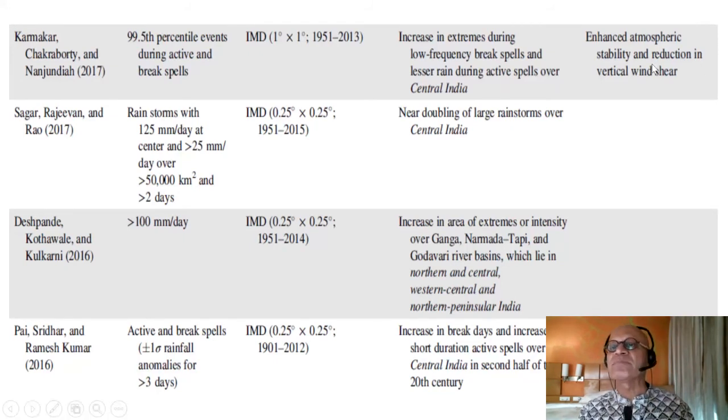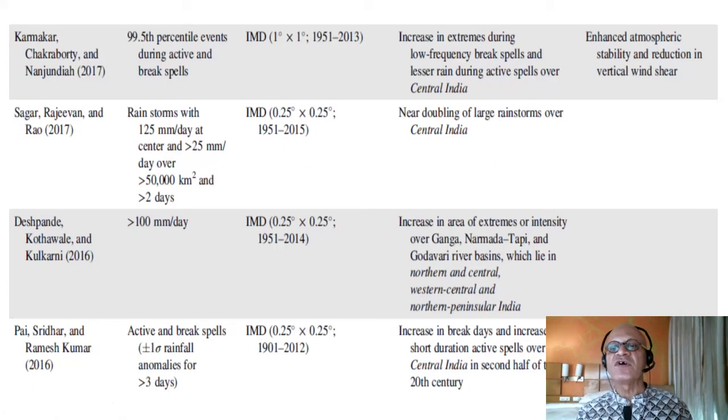Enhanced atmospheric stability and reduction in vertical wind shear. So we have said before that greenhouse gas warming can produce atmospheric stability, and in the case of the monsoon, that can also reduce vertical wind shear, which is blamed for these extremes and the way they are distributed in the active and break spells. So again, you look up what the data and the metric used. I will just read processes just to focus on those.